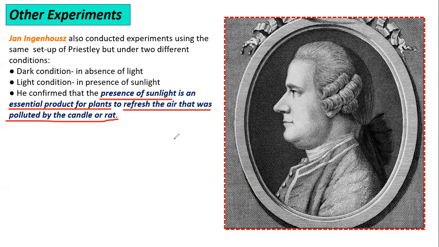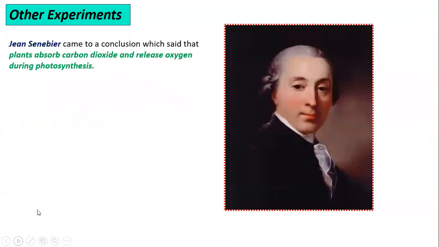After that came Moll's half-leaf experiment. There he proved that carbon dioxide is essential for photosynthesis. Third one was Jan Ingenhousz. He conducted the same set of experiments done by Priestley, but took the experiment firstly in the dark condition, second in the light condition, and came to a final conclusion that light is essential for photosynthesis. In the presence of light only, plants can produce oxygen or restore the air that has been polluted by the candle and the rat.